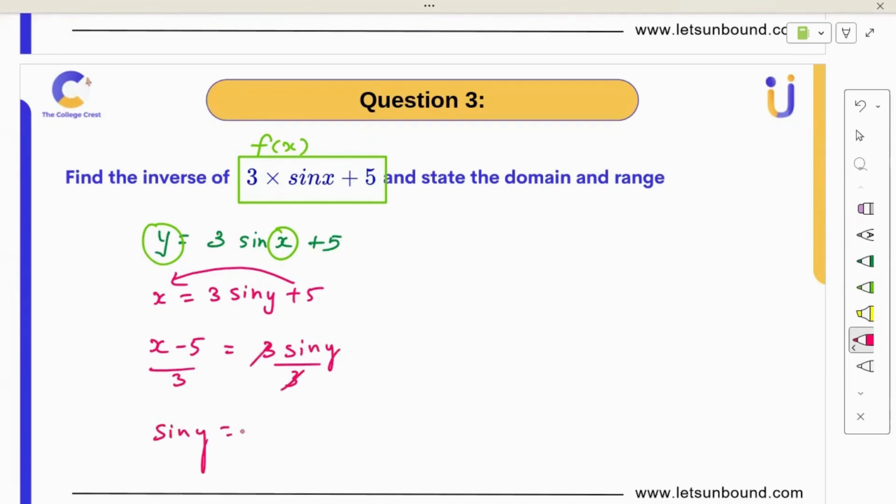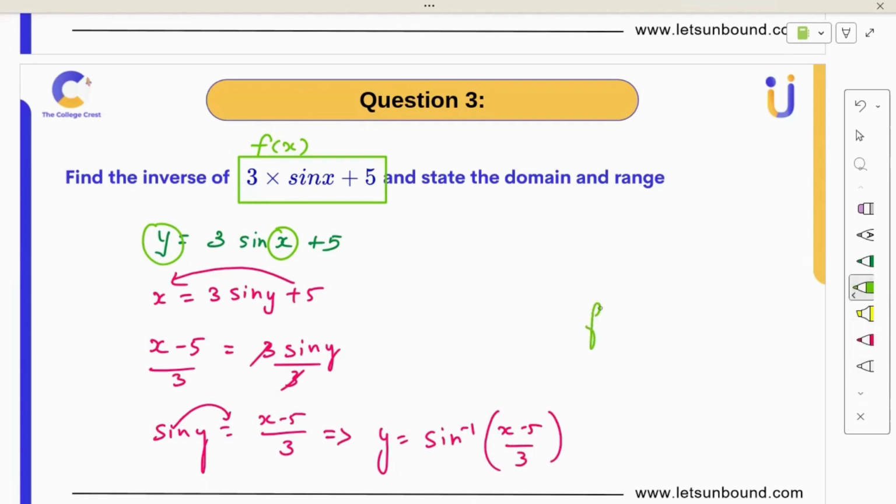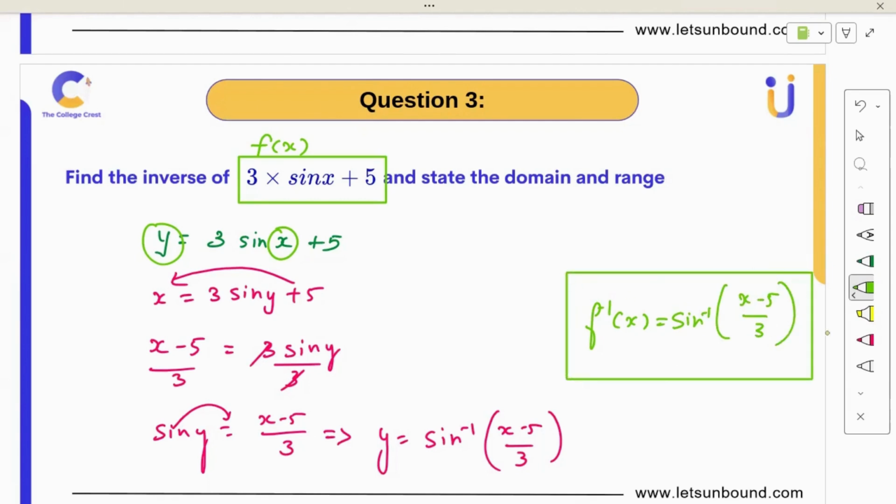Sine y is x minus 5 by 3. And when the sine shifts across, it will go as sine inverse. y equals sine inverse of x minus 5 by 3. So this is your f inverse of x, sine inverse of x minus 5 by 3. Right? Now we need to state the domain and range.